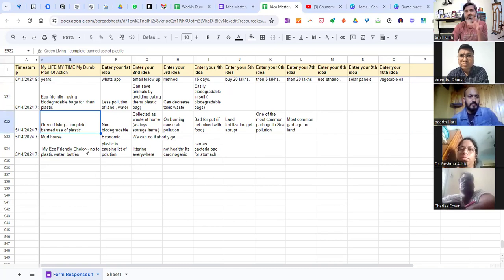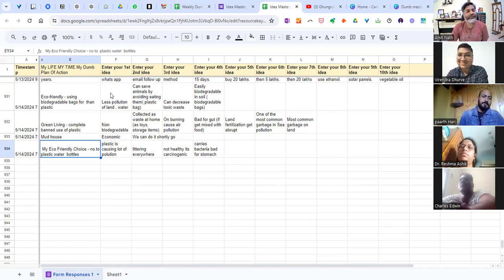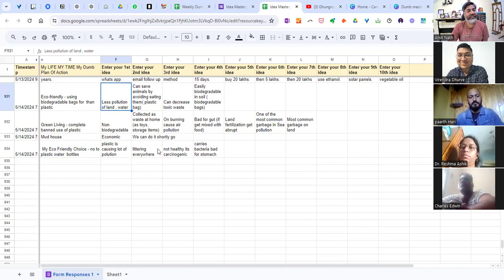Complete ban of plastic. I think both are the same. Mud house, eco-friendly choice, no to plastic water bottles. I think everyone is talking about plastic. Pollution is not only plastic. Pollution can be anything, right? If you want to talk about pollution, less pollution of... So the reasons are less pollution. So I think let's talk about this.